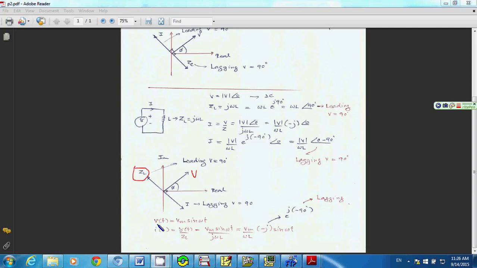Okay, and you can do the same thing when you have the voltage source to be Vm, the amplitude, multiplied by sine omega t. You have the current here equal to V over ZL, and you simply write negative j in the term of exponential j negative 90 degrees, so the phase becomes negative 90 degrees, so it follows the phase of the voltage. That's why I have the lagging current here.